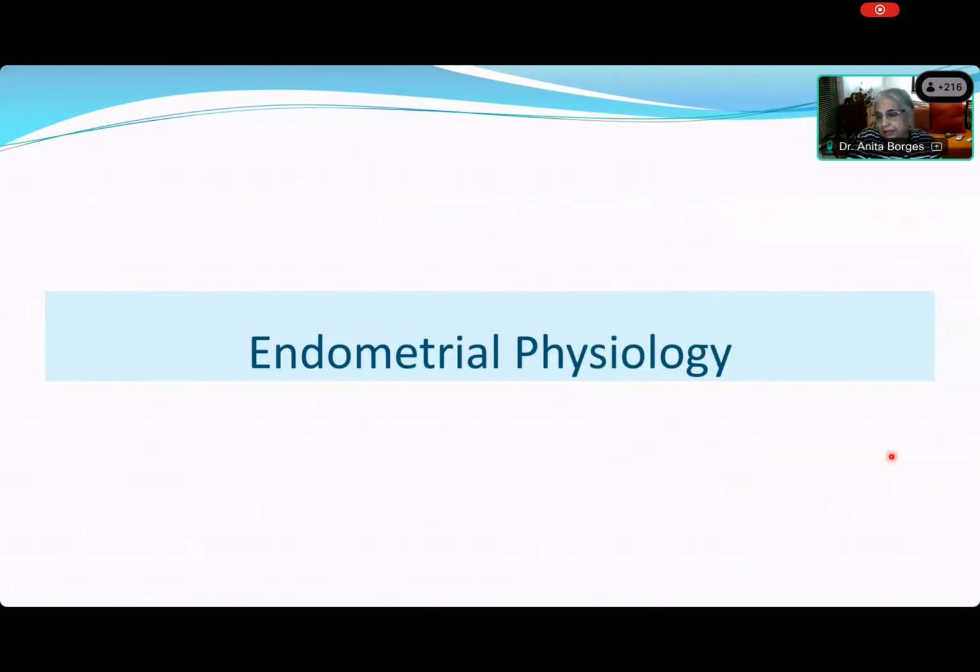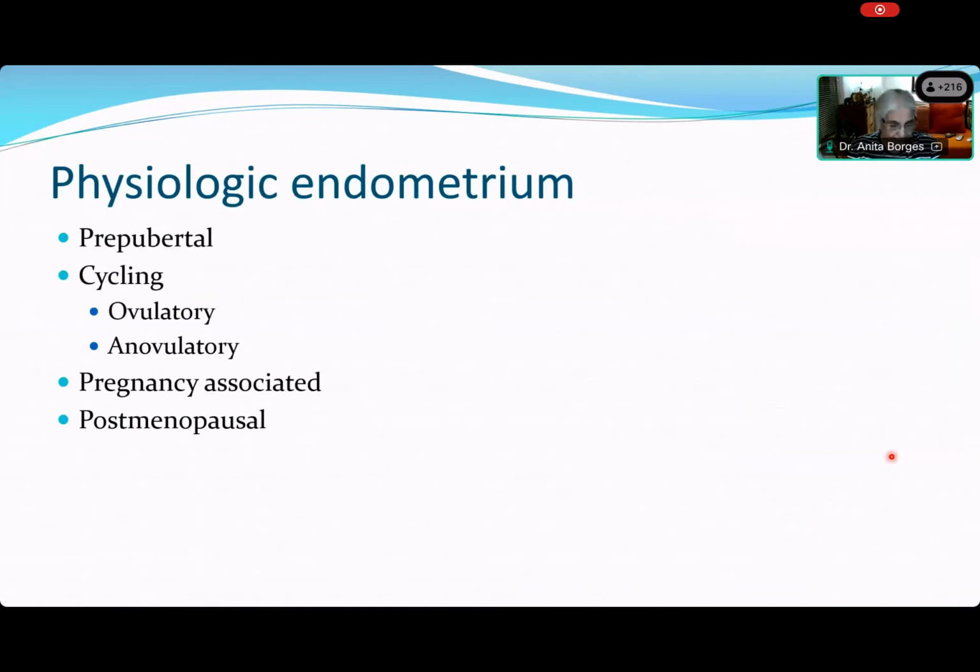So now let's get to endometrial physiology. That was just how the normal endometrium looks. Now we can have physiologic endometrium in many different stages of life: prepubertal, cycling, that is during the reproductive age group, pregnancy associated, as well as postmenopausal.